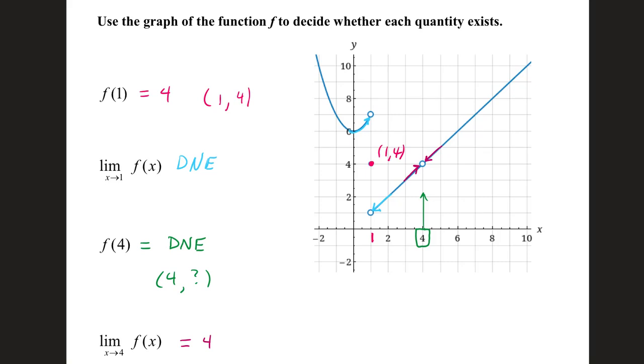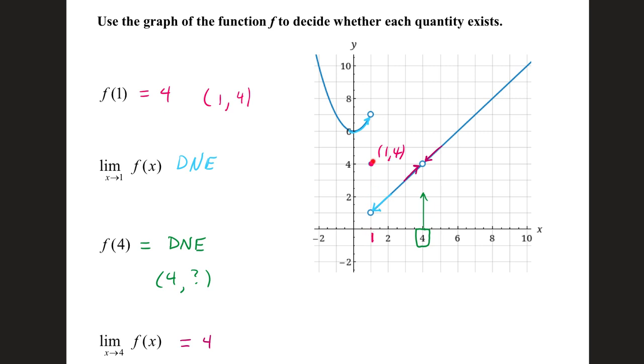Use the graph of the function f to decide whether each quantity exists. There are two problems in here that do not have the limit in front. Those are basically function notation values where you are given the x value. For example, when you see f of 1, you're simply asked to find the y value paired with the value of x equals 1 on your function.